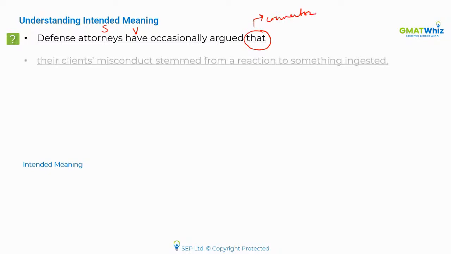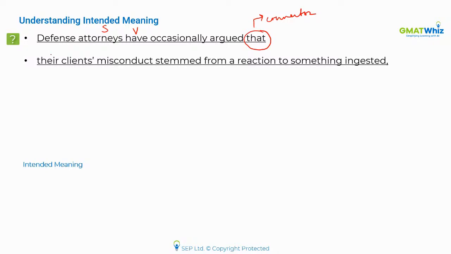Okay, so here goes, following the GMAT with intended meaning approach. Defense attorneys, so we're talking about certain kinds of attorneys, have occasionally argued that. The portion of the sentence so far tells us that we have the subject defense attorneys and they have argued something. That here is going to tell us what they have argued, so that here is going to connect this clause to an upcoming clause. All right. What have these defense attorneys argued?